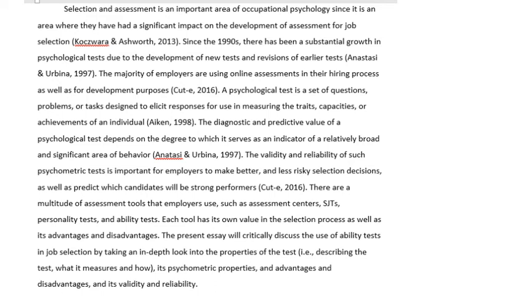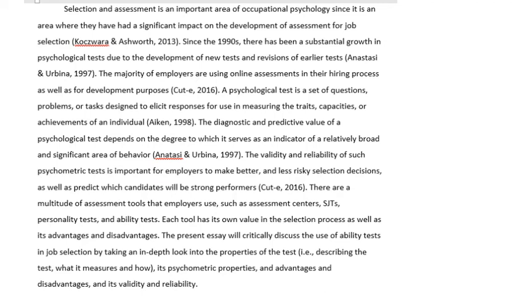Anastasi and Urbina, 1997. The majority of employers are using online assessments in their hiring process as well as for development processes (Cute, 2016). A psychological test is a set of questions, problems or tasks designed to elicit responses for use in measuring the traits, capacities or achievements of an individual.